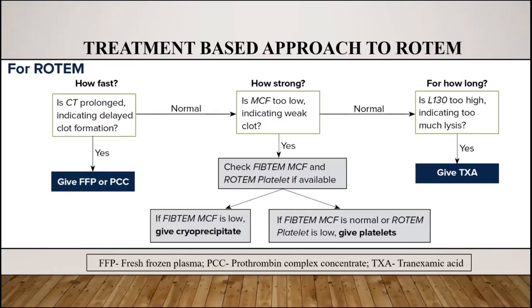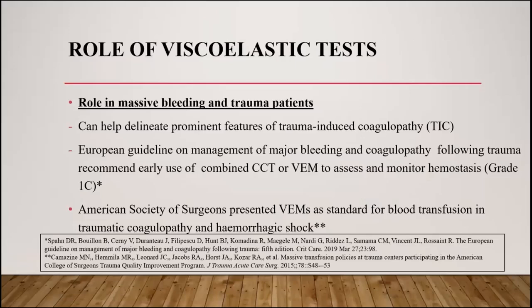So you will be seeing your lysis 30. Now if lysis 30 is high, that means you have to go for an anti-fibrinolytic agent in the form of tranexamic acid. Now coming to the role of viscoelastic tests, which are increasing by leaps and bounds with a newer addition every other day. Now, their role in massive bleeding and trauma patients.